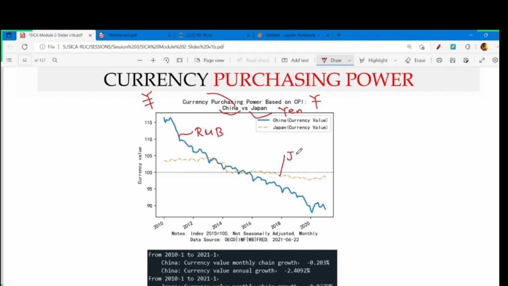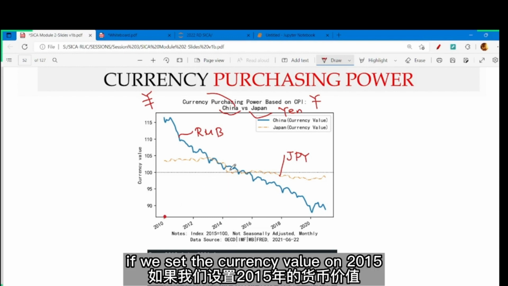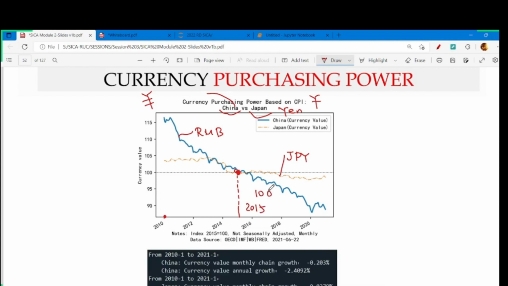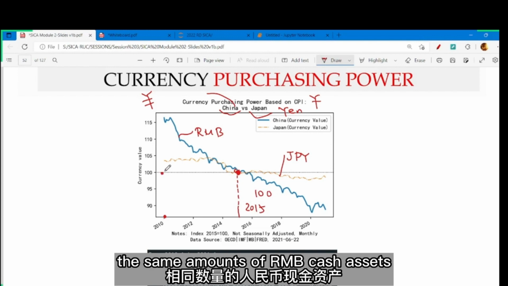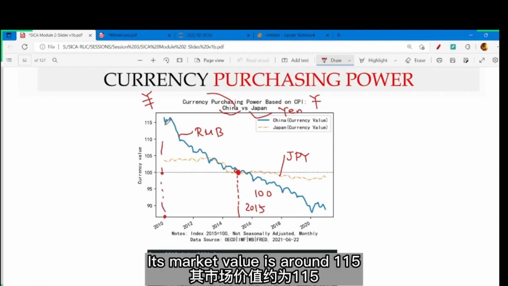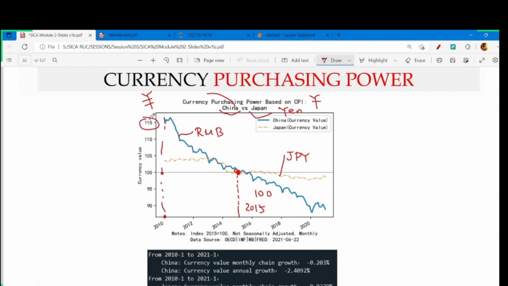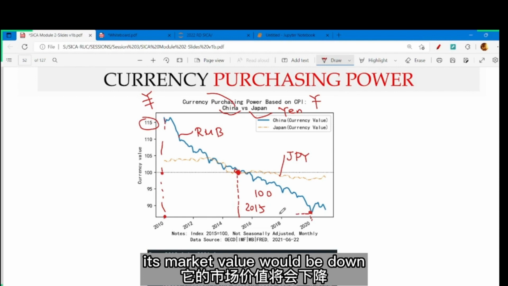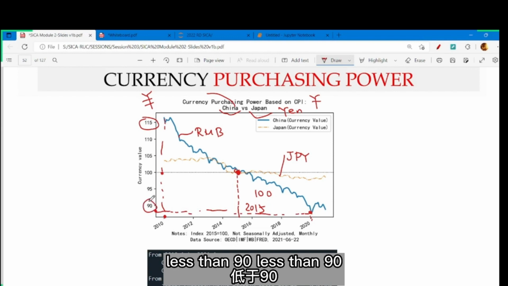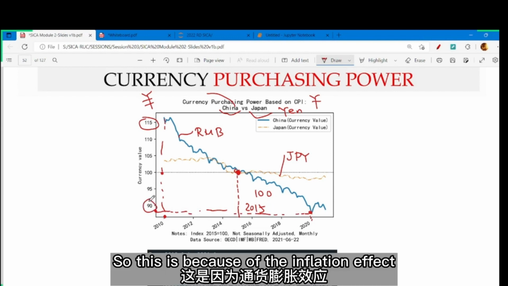And the blue solid line here refers to China RMB, and the orange dot line refers to Japanese yen, JPY. From this graph, we see that if we set the currency value on 2015 as benchmark 100, the same dollar amounts of RMB cash assets back to 2010, its market value is around 115. If moved to the year 2020, its market value would be down to less than 90. So this is because of the inflation effect.